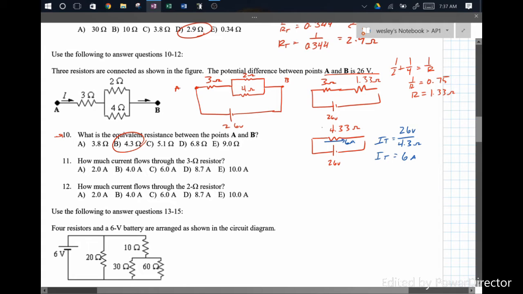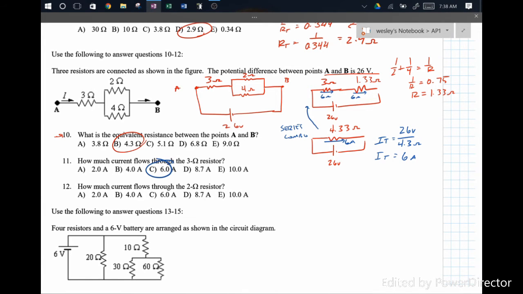But that total resistance is a combination of something in series. And in series, I know that the total current is equal to the current through each resistor. So the 3 ohm resistor and the 1.33 ohm resistor each have 6 amps running through it. So if I want to know what's going through the 3 ohm resistor, it's 6 amps because it has to be the same as the total current. How much current flows through the 2 ohm resistor?